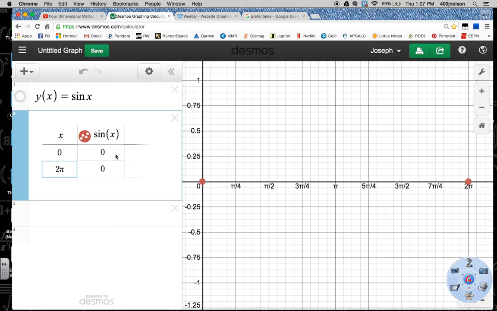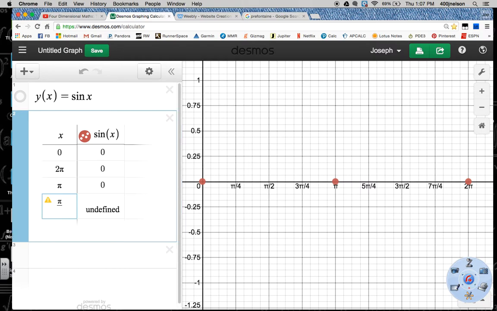If you're going through your circle, the y-coordinate here is 0. Let's go to pi. Oh, that's 0 again. So it's kind of looking like everything's 0, but we know it's not because of the y-coordinates on our circle. So let's look at some more interesting ones. Like, let's try our 90-degree angles. Let's go pi divided by 2.